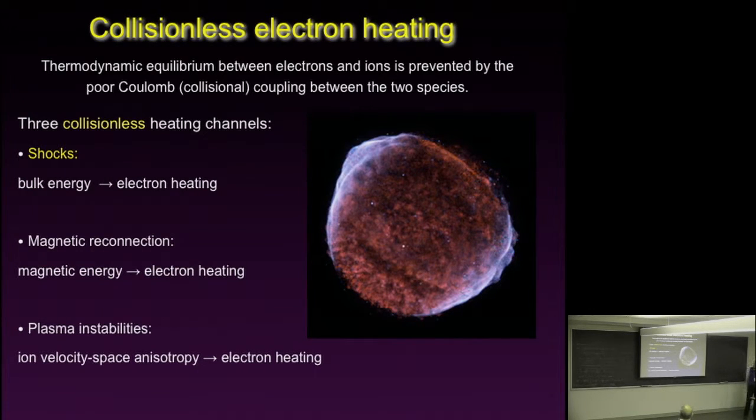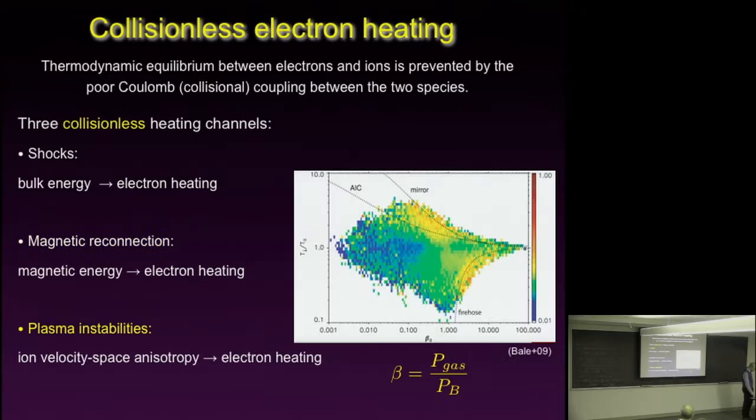The second process, which I will be focusing on at the end, is magnetic reconnection. This is a process by which magnetic field lines are annihilated, and their energy is released to the particles, providing electron heating as well. And finally, plasma instabilities. Here I will concentrate a little bit on ion velocity space instabilities. I will define what that is as a mechanism for electron heating. So I will mostly focus on the third aspect.